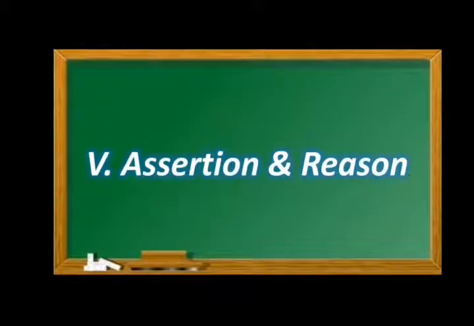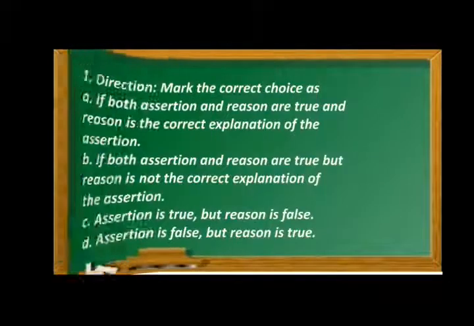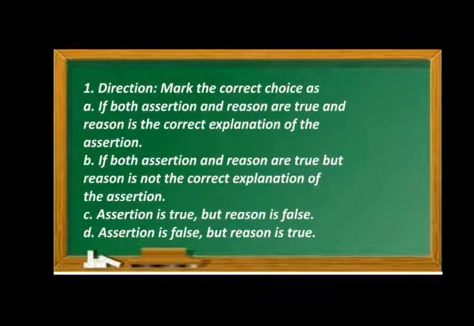Next is assertion and reason type questions. What is assertion? A confident and forceful statement of fact or belief is called an assertion. You'll be given 4 options. Option A, if both assertion and reason are true and the reason is a correct explanation of the assertion. Option B, if both assertion and reason are true but reason is not the correct explanation of the assertion. Option C, assertion is true but reason is false. Option D, assertion is false but reason is true. So out of these, you have to select the answer for these questions.